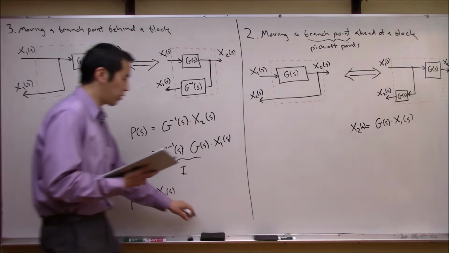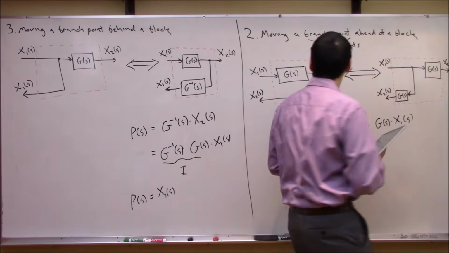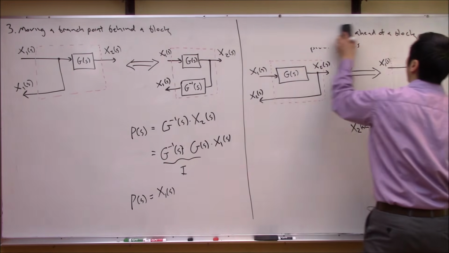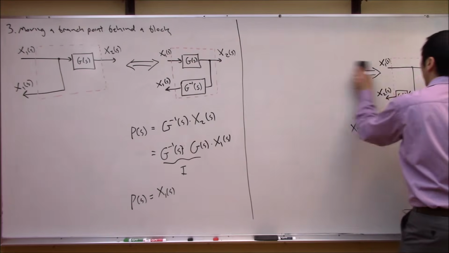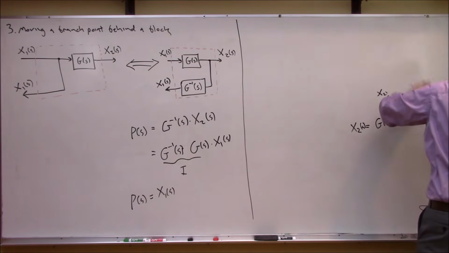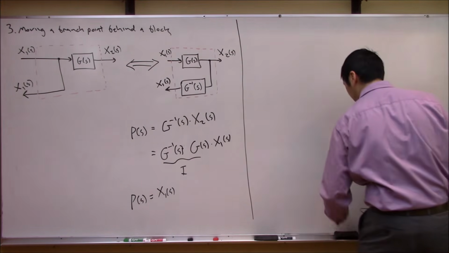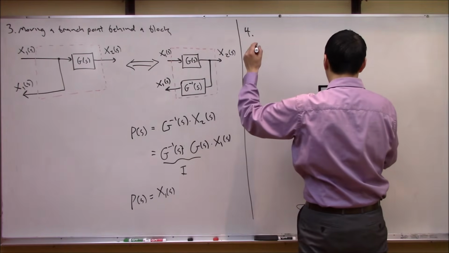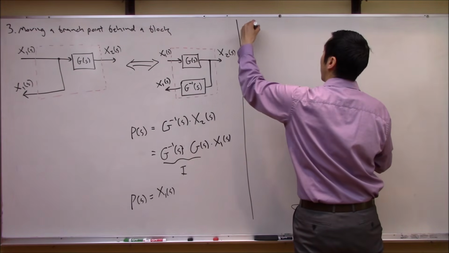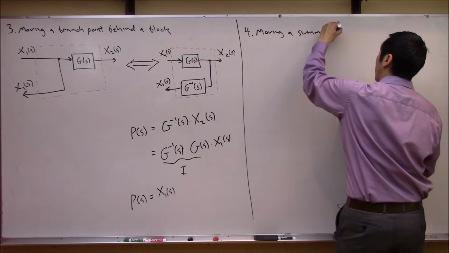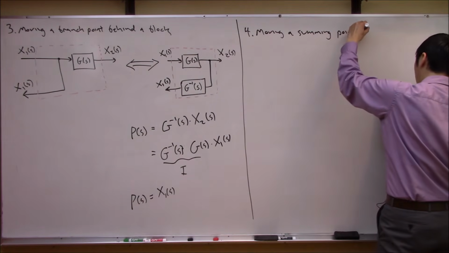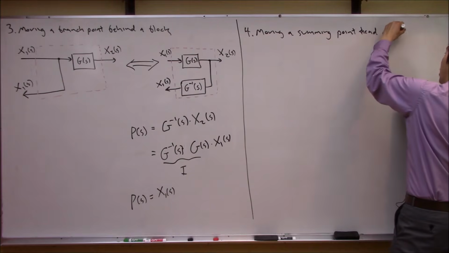Let's keep going with our list of operations and how we can do different things. So what are we on to? Number 4. The fourth basic manipulation is, what about moving a summing point ahead of a block? Moving a summing point ahead of a block.